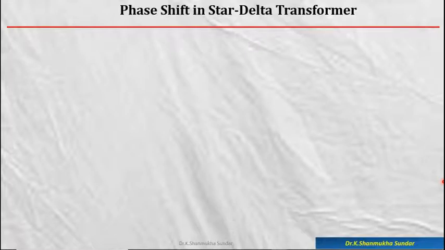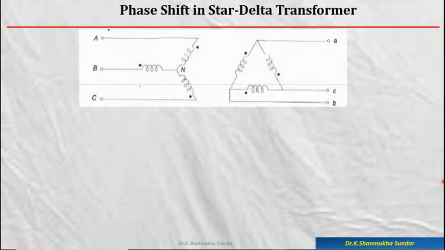Let us see. This is the star delta transformer, primary star connected, secondary delta connected. Here the primary side is usually the high voltage side, and its terminals are represented by capital ABC. On the secondary side, usually the low tension side, the terminals are represented by small abc. Capital indicates the high voltage side, the lower case indicates the lower side.